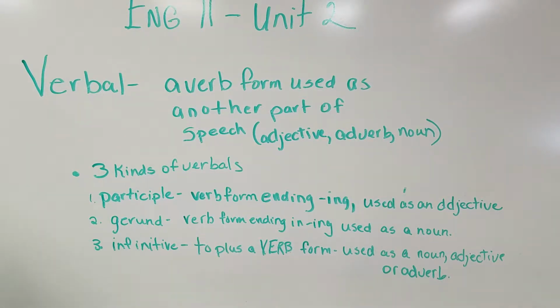The third kind is an infinitive. The infinitive is the word to plus a verb form, and it's used as a noun, adjective, or adverb. We'll be distinguishing between infinitives and, like, a prepositional phrase so that you don't confuse it a little bit later in the study guide.